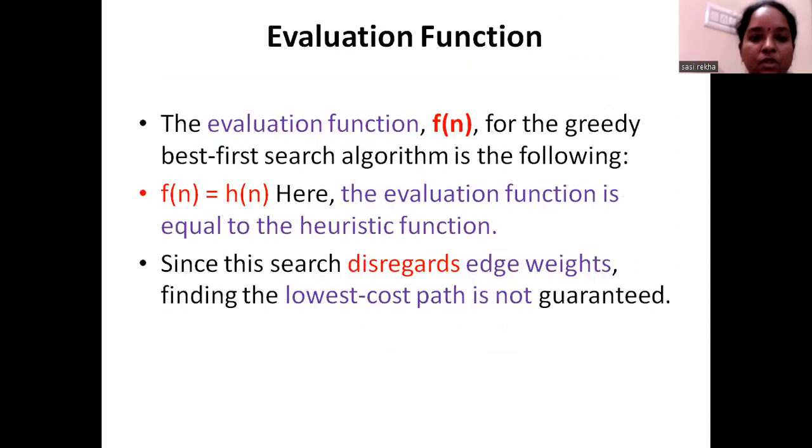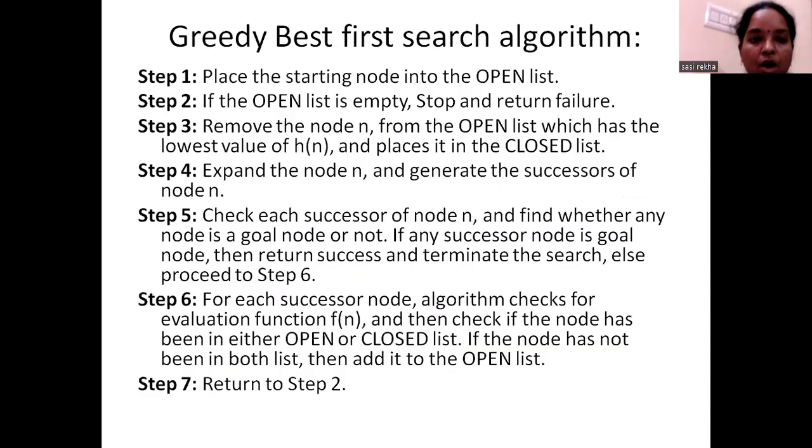Okay. So we know what a heuristic function is. With the help of the heuristic function, we need to calculate one more function, called the evaluation function. So what is this evaluation function? Here the evaluation function is equal to the heuristic function, f(n) = h(n). Since the search disregards the edge weight, finding the lowest path is not guaranteed, because this search will always disregard the edge weight.